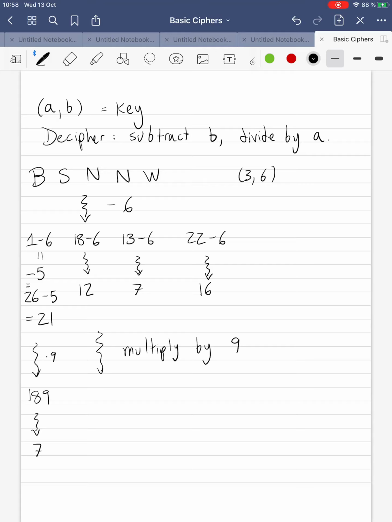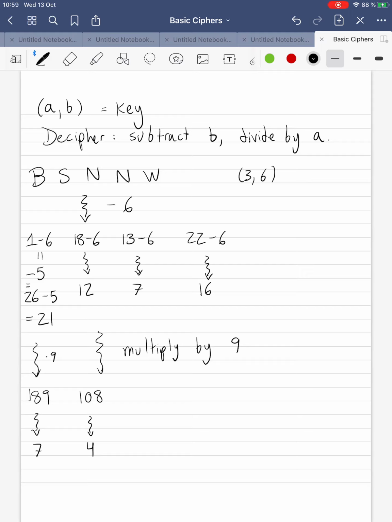Which is basically, if you can see, 21 divided by 3 is 7. Okay, 12 divided by 3, the next one, is 4. So it should give us 4. But let's do this using Google. So 12 times 9 is 108. And 108, if I do this in Google, mod 26, this just gives me 4.